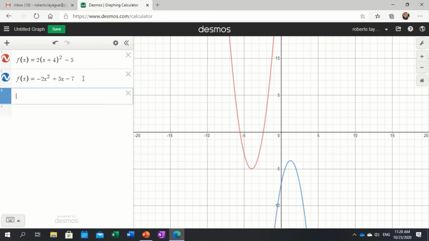Or you can make it in another way. So y, the basic one, y equals x squared. So we can have it in that manner. Okay, so that's how you work on the graph of a quadratic function.